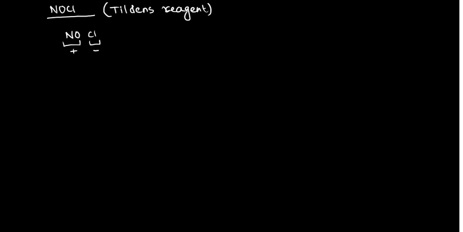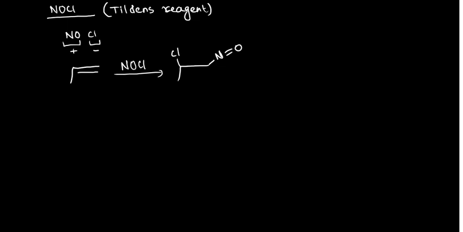So suppose we have an alkene like propene and we want to add this Tilden's reagent. So this negative part is going to go in the middle as per Markovnikov's rule. So this is Cl and here will be having NO. Okay. So this is the addition of Tilden's reagent, very straightforward reaction.